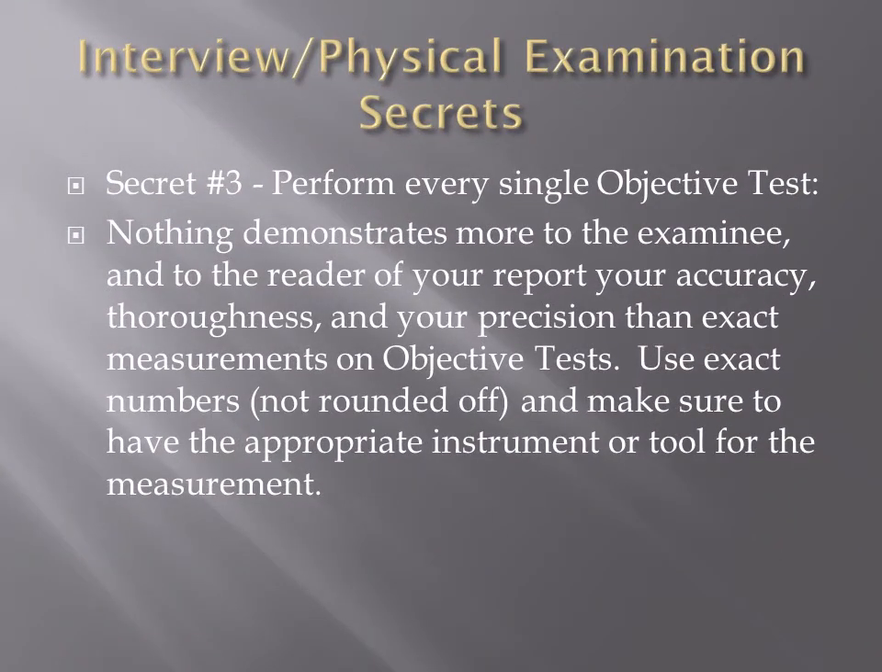Secret number 3. Perform every single objective test. This is secret number 3 of the interview and physical examination secrets. So, what is an objective test? Well, an objective test is one of those tests that requires a reading, a measurement, an angle, a recording, a calculation. Usually it's some numeric finding that is obtained from some type of an examination instrument.